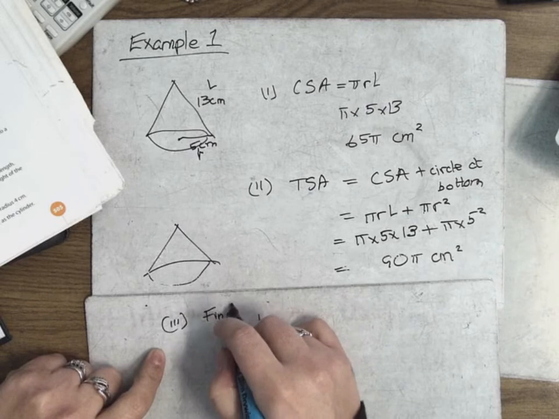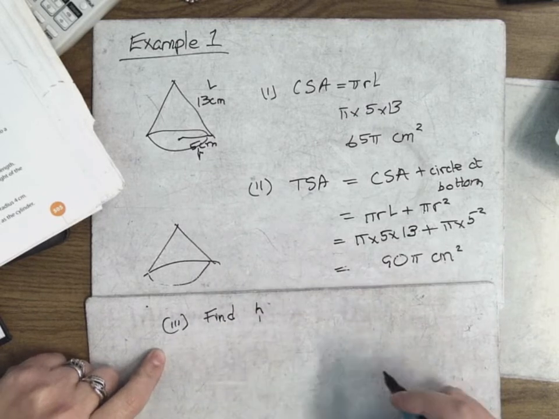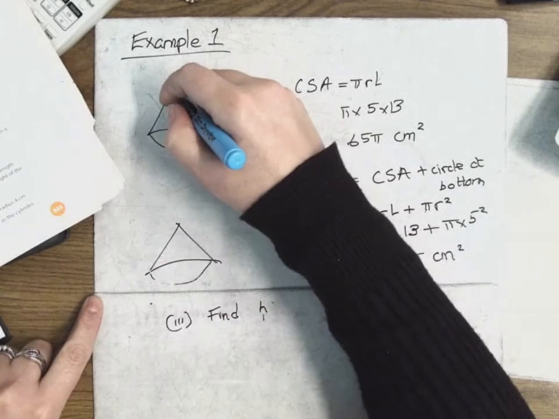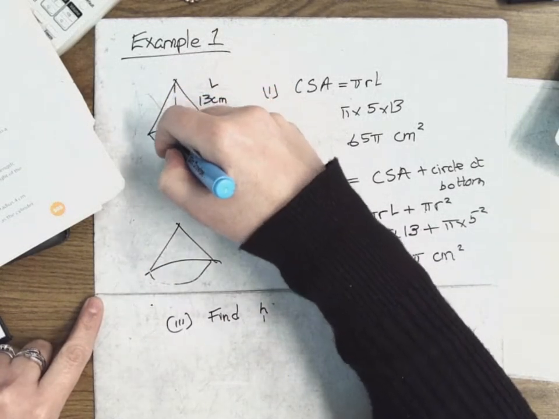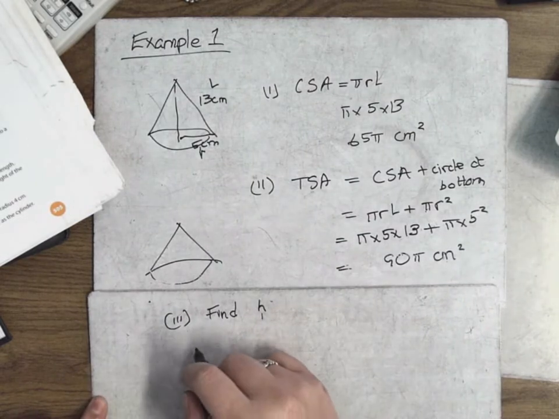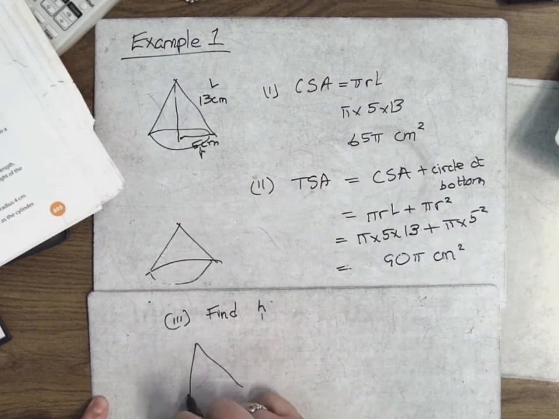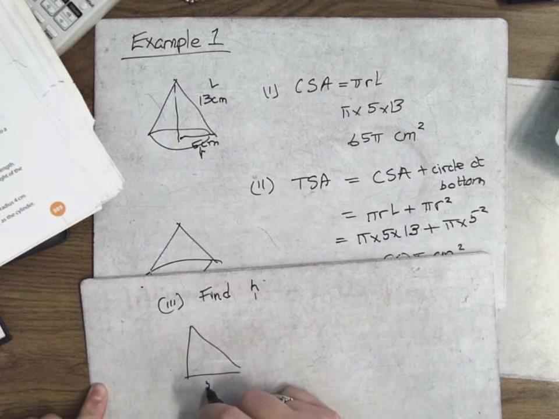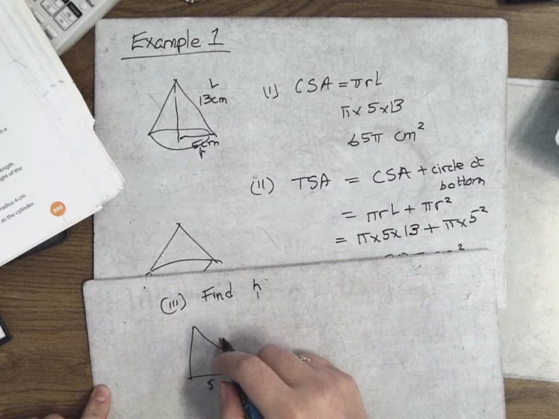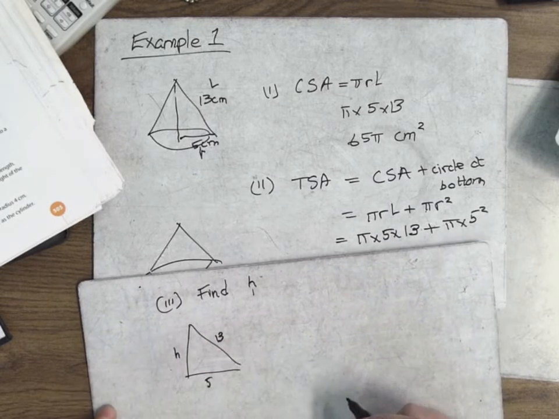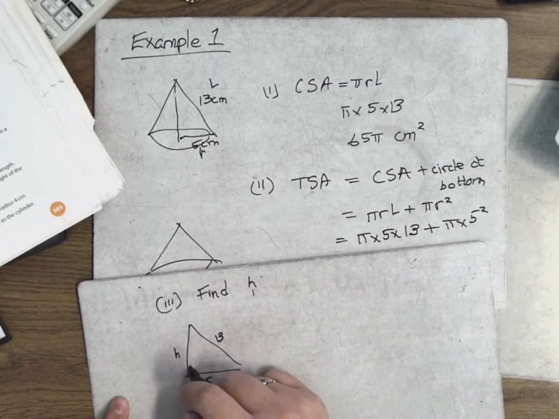Now, the next one asks me to find the height of the cone, the straight up height. Okay, so this is where I have to draw my little right angle triangle. So if you imagine in your cone, you can slice a right angle triangle in there, can't you? So if you draw a right angle triangle in there, across the bottom is 5, the radius. The slant height is the slopey bit, okay? And this is the perpendicular height. This is the bit I'm missing, right? So this is the bit I need to calculate.